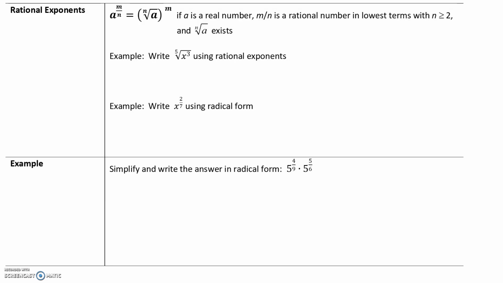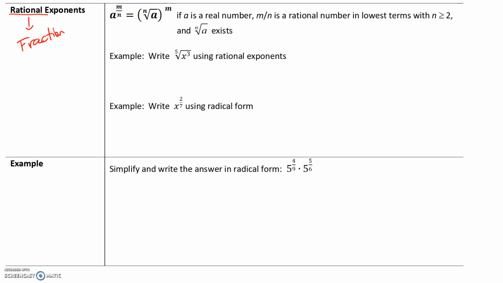Okay, next we talk about rational exponents. The word rational refers to a fraction. So rational exponents are exponents that are fractions. If you have a to the m over n power, here's the rule. The denominator always becomes a root, and the numerator always becomes the power or the exponent.